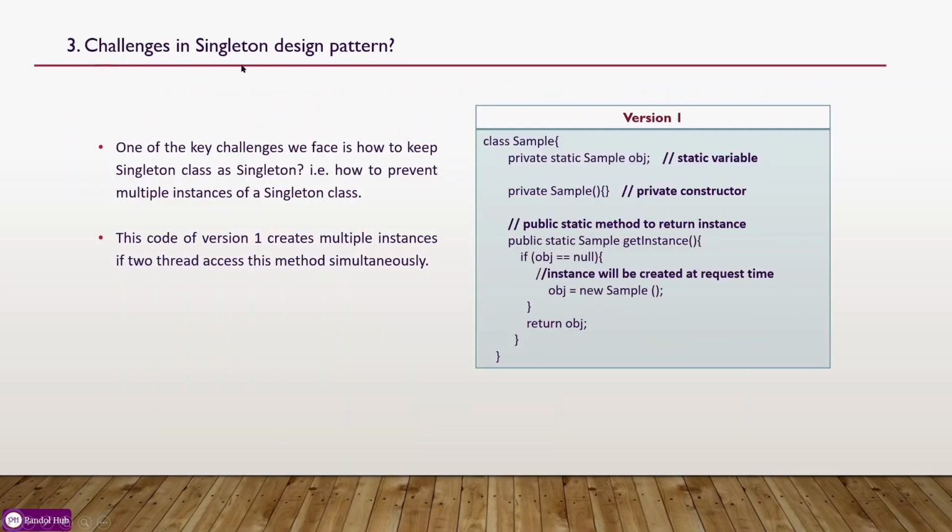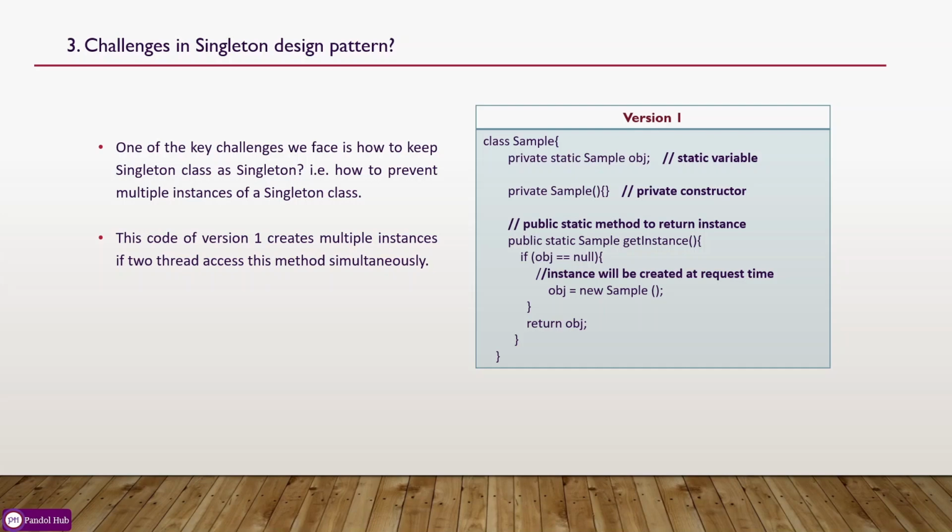So, challenges in the singleton design pattern. What are the challenges that we face in the singleton design pattern? The only motive of the singleton class is that we should have only a single instance at any point of time. We should not be able to create more than one. So that is the only criteria of the singleton design pattern.